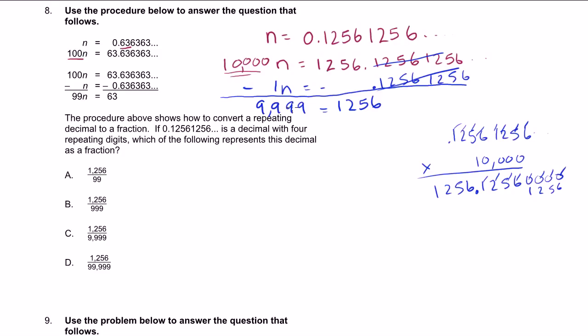So 9,999n, remember there's a coefficient there, I don't want to lose that, is equal to 1256. Or if we divide both sides by 9,999, you get n is equal to 1256 divided by 9,999. And that is one of our choices. 1256 divided by 9,999.